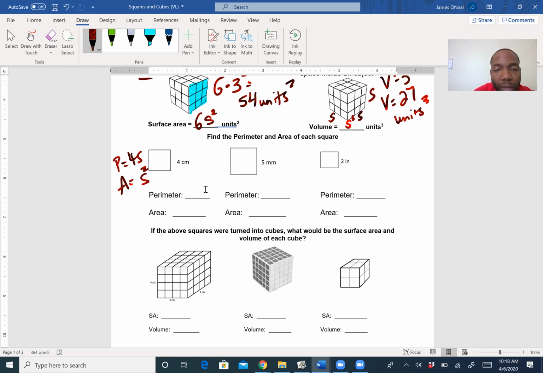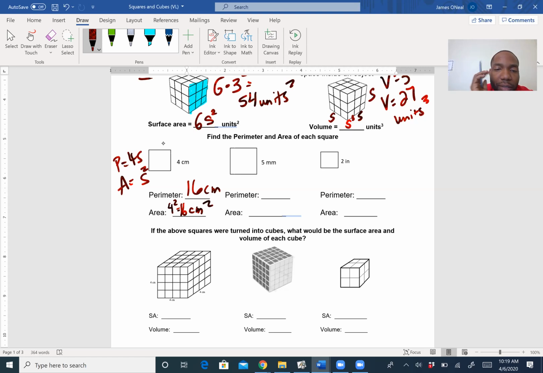So the perimeter will be 4 times 4, which would be 16 centimeters. Not square centimeters. All right, just adding up all the sides around. The area will be 4 squared. I should show the work. Which will give me 16 centimeters squared.